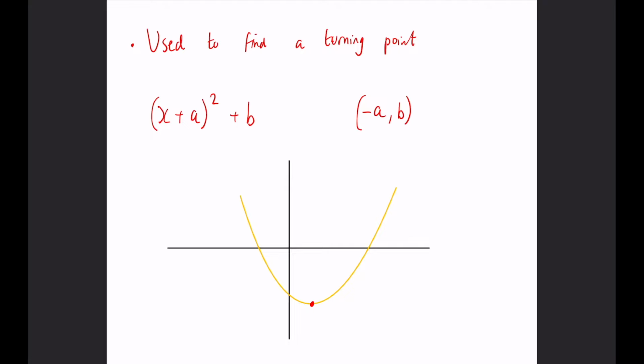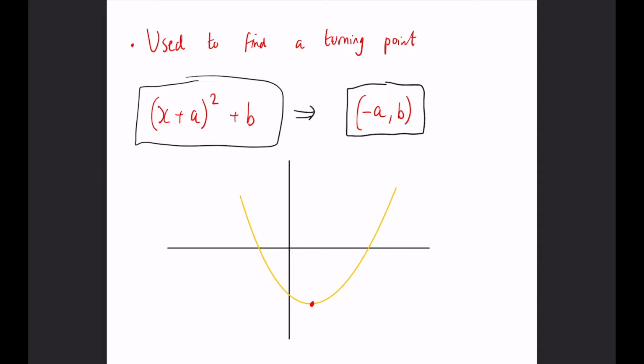Now the general form of something that has already had completing the square applied to it would look like this. When we do our answers for these kinds of questions, we're going to want an answer that looks like this. And the way we turn that into the turning point is through this. The negative version of a is the x coordinate for our turning point, and b is the y coordinate.